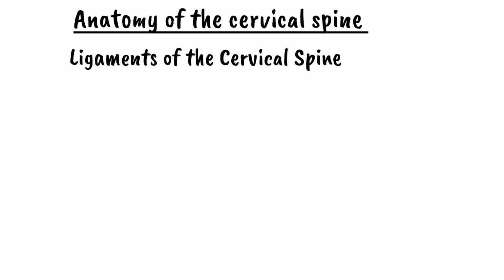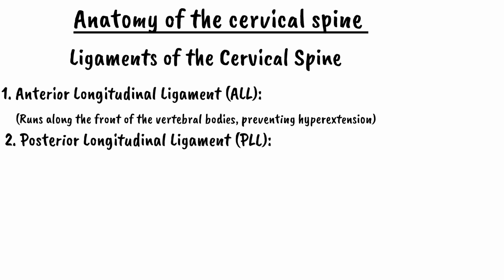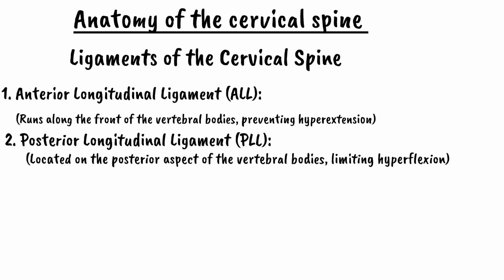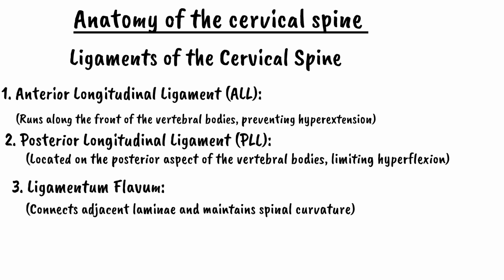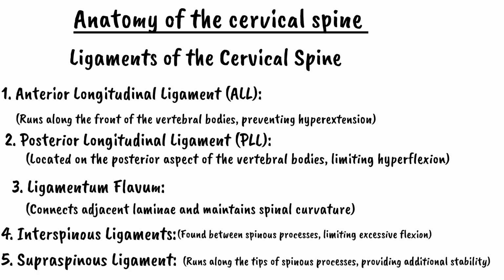Anterior longitudinal ligament runs along the front of the vertebral bodies, preventing hyperextension. Posterior longitudinal ligament, PLL, located on the posterior aspect of the vertebral bodies, limiting hyperflexion. Ligamentum flavum connects adjacent laminae and maintains spinal curvature. Interspinous ligaments, found between spinous processes, limiting excessive flexion. Supraspinous ligament runs along the tips of spinous processes, providing additional stability.